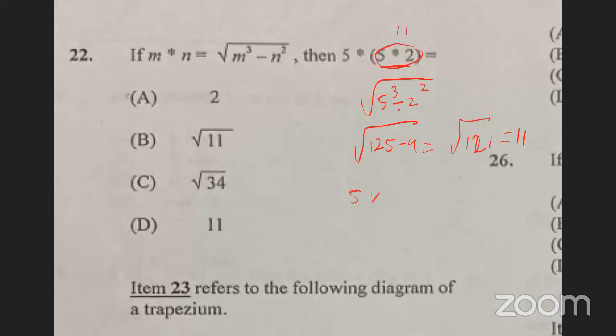So now you're doing 5 star 11. So that'll be the square root of 5 cubed minus 11 squared, which is 125 minus 121. So the answer is Apple. So 5 star 2, you have to work it out first and then plug it in to get the next part.